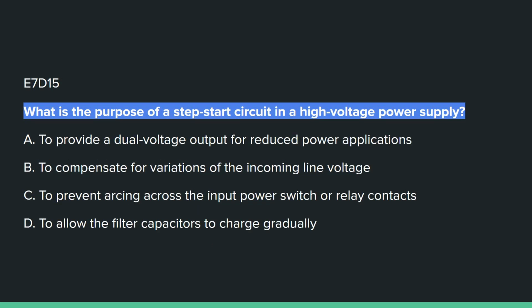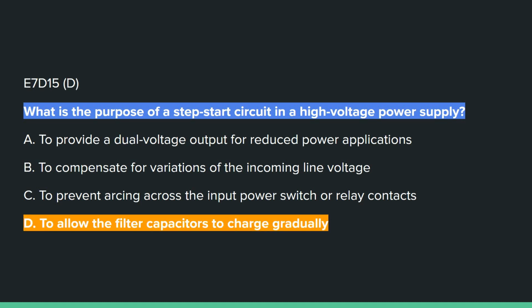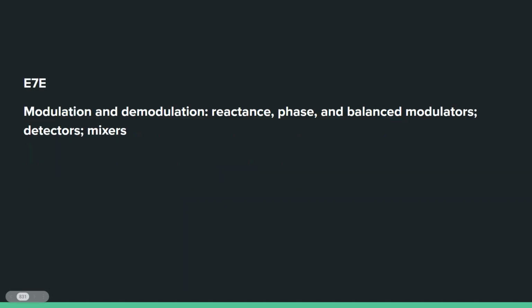E7D15, what is the purpose of a step-start circuit in a high-voltage power supply? D. To allow the filter capacitors to charge gradually. E7E, modulation and demodulation, reactance, phase, and balanced modulators, detectors, and mixers.